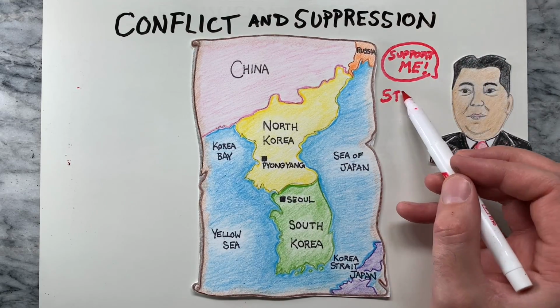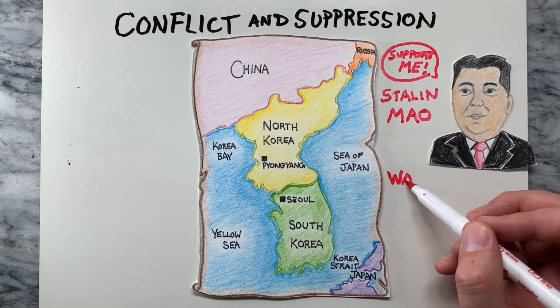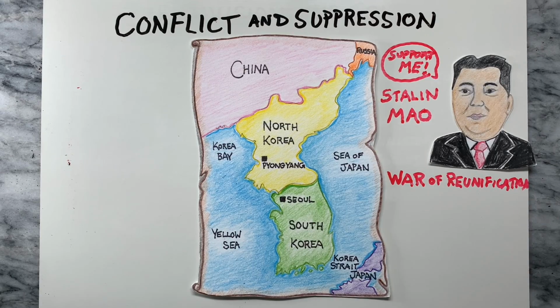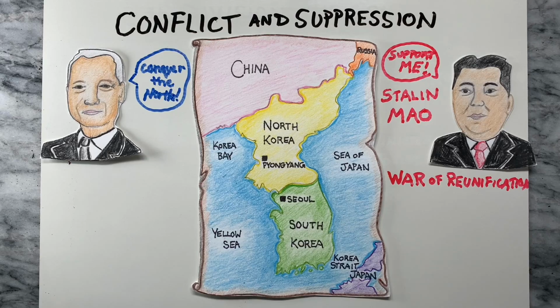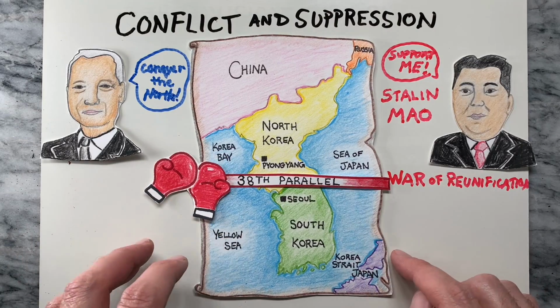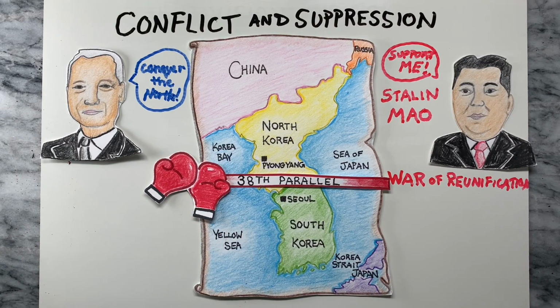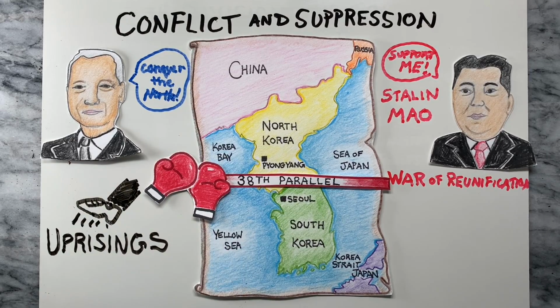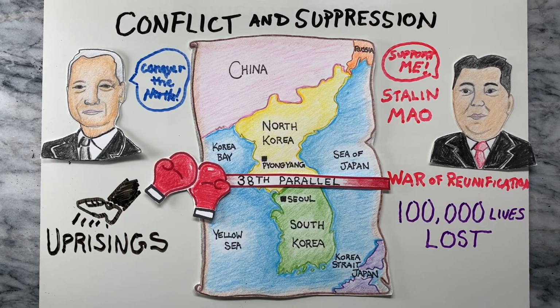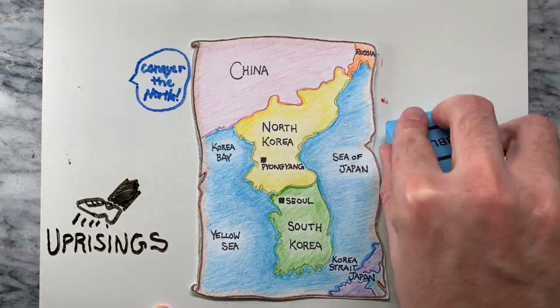Kim Il-sung lobbied Stalin and Mao for support in a war of reunification, while Syngman Rhee repeatedly expressed his desire to conquer the North. In 1948, North Korea, which had almost all of the generators, turned off the electricity supply to the south. In the lead-up to the outbreak of civil war, there were frequent clashes along the 38th parallel, initiated by both sides. Throughout this period, there were uprisings in the south that were brutally suppressed. In all, over 100,000 lives were lost in fighting across Korea before the Korean War began.